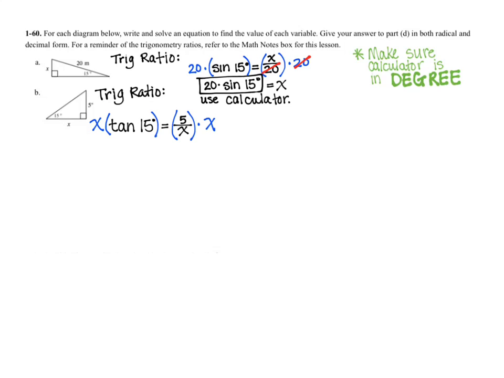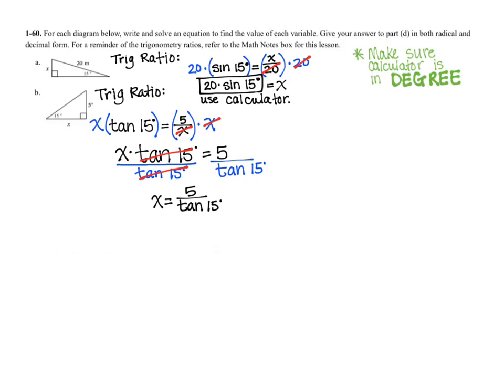We don't want that fraction, so we're going to multiply both sides by x to eliminate fractions. We've got x times tangent of 15, but we're trying to solve for x, so we need to get rid of tangent of 15 degrees. So we divide both sides of the equation by tangent of 15 degrees. That cancels, and we've got that x equals 5 divided by tangent of 15 degrees. And once again, you just use your calculator in degree mode, and you will type 5 divided by tangent of 15 degrees. Enter.